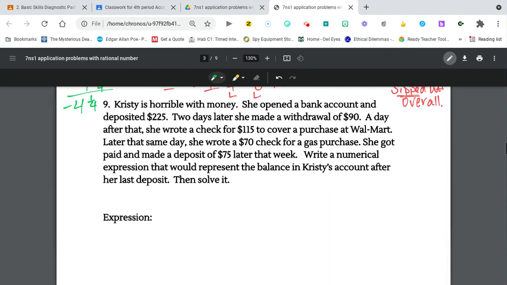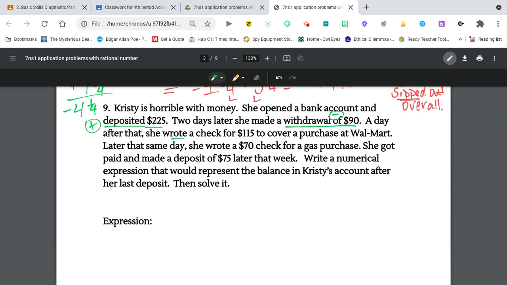All right, this is what you should have. Christy is horrible with money. Poor Christy. She opened a bank account and deposited $225. If someone deposits money, that is a very good thing. That's a plus. 2 days later, she made a withdrawal of $90. That's a negative thing. Nobody likes to have money taken out.